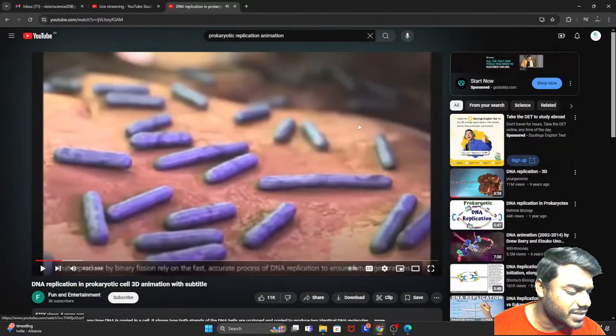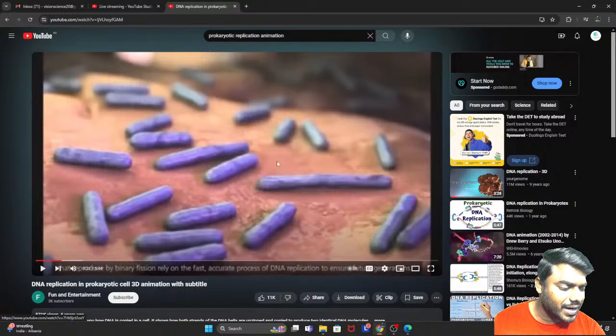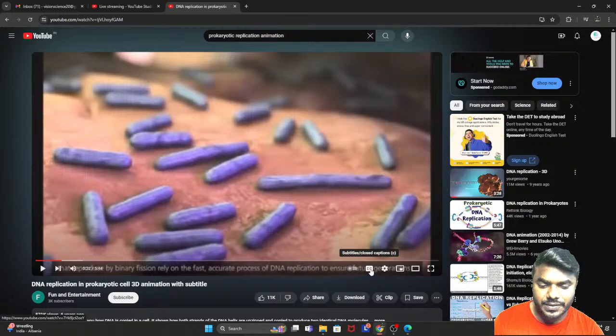See, this animation will very elaborately explain how exactly the ORC looks like, how exactly the DNA is getting replicated. Everything you can understand very elaborately in this.